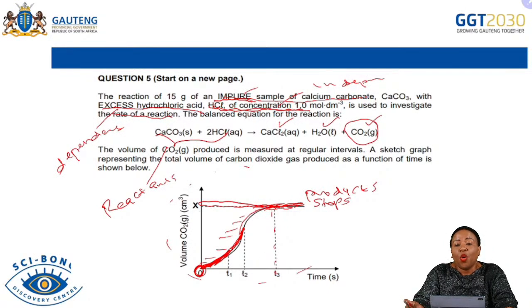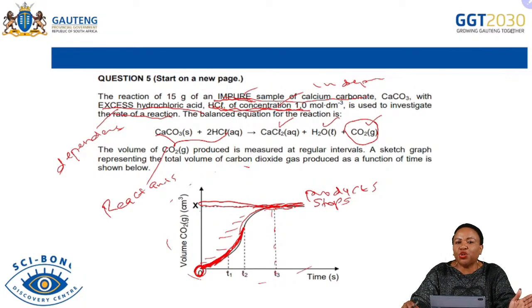Now, what makes the graph decrease at time T2 and T3? We know that at the beginning, the reaction will start at a very high rate because we have sufficient reactants that can react with sufficient kinetic energy or also with higher concentration. But as the reaction starts to proceed, the concentration starts to decrease. And as the concentration of the reactant starts to decrease, what will happen to the reaction rate? The reaction rate will also start to decrease.